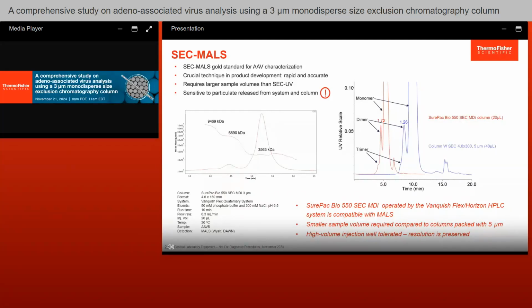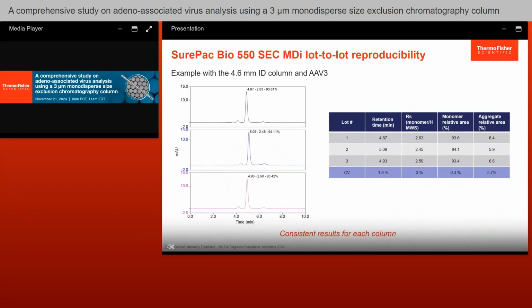On this page, I want to talk about lot-to-lot reproducibility, which is a very important feature most users care about. Here we have 3 different columns made with 3 different lots of raw media, with the chemistry modification and packing done individually into the columns.